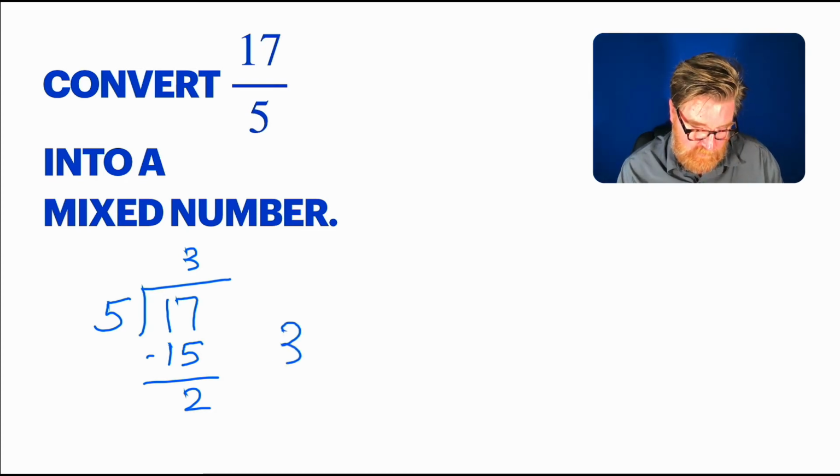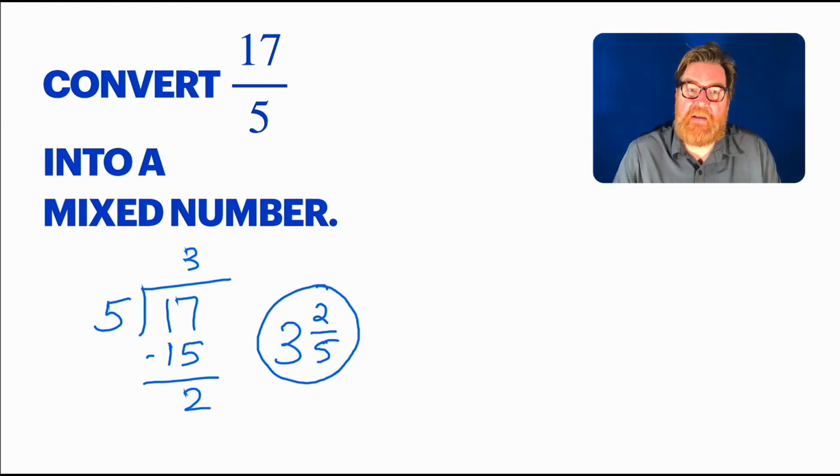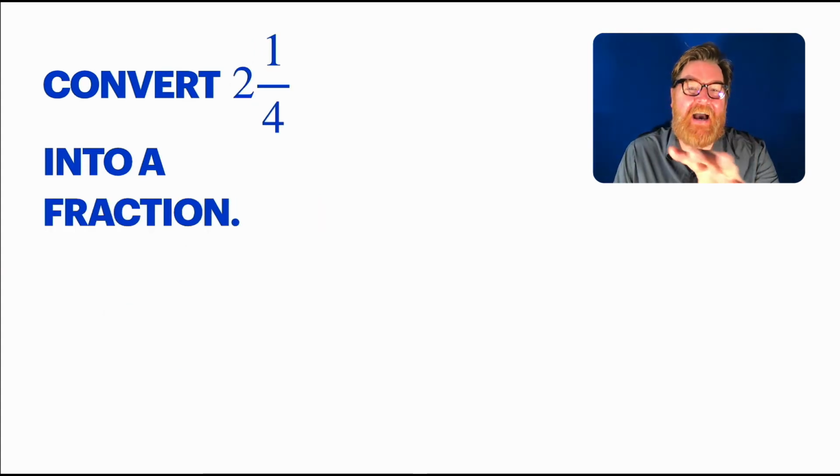2/5 are going to be left over. 3 and 2/5. That's our mixed number. You just divide them. Good. What if we want to go the other way? Let's say we've got a mixed number and we want to convert it into a fraction.